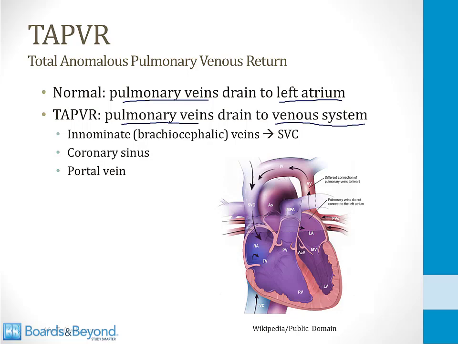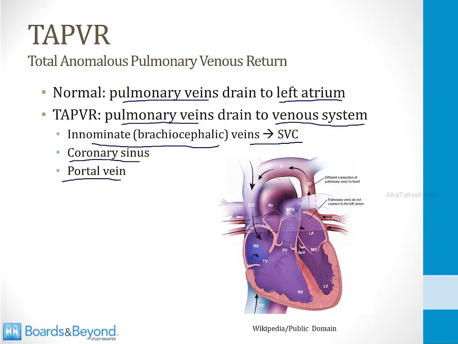There are a number of anatomic variants. One of the most common is where the pulmonary veins drain blood from the lungs to the innominate or brachiocephalic veins, and from there the blood goes to the SVC. Some of the other variants are where the lungs drain through the pulmonary veins to the coronary sinus, and sometimes the lungs even drain to the portal vein.